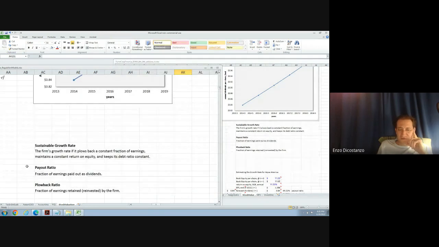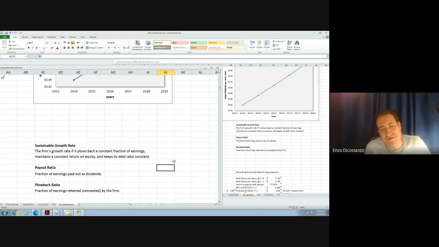So we have sustainable growth rate, the firm's growth rate if it plows back a constant fraction of earnings, maintains constant return on equity, keeps its debt ratio constant. So this book, like so many finance books, tries to play all these games where you multiply this ratio with that ratio times the return on equity and you get a magical equation that tells you what to do, which is really the point of a lot of these textbooks: instead of knowing all the accounting, it's to give you a magical equation. If you multiply these couple ratios, it'll tell you what's going on without even really understanding what you're plugging in.